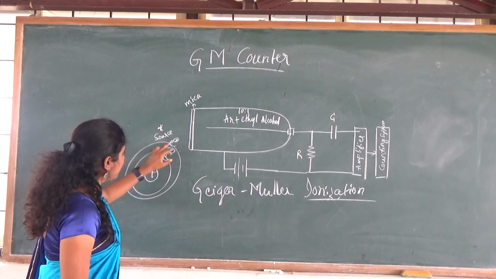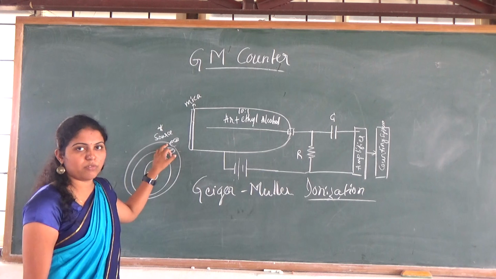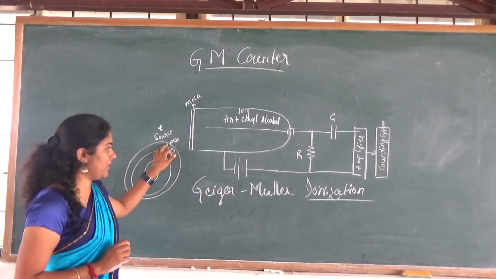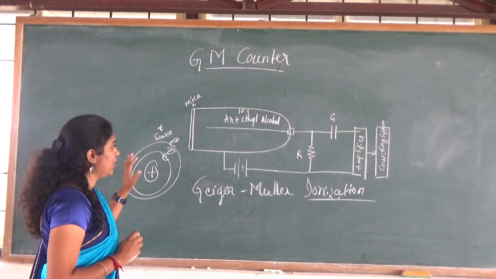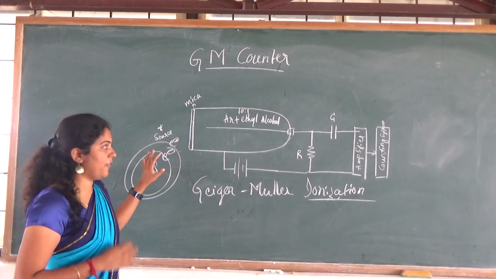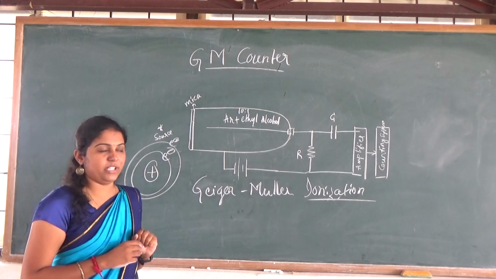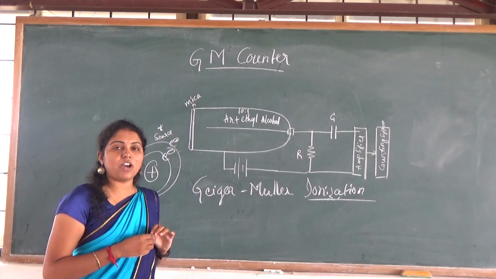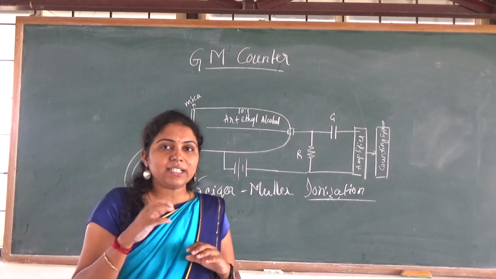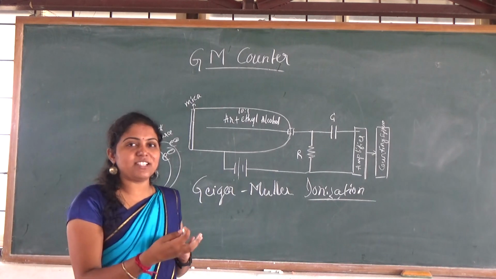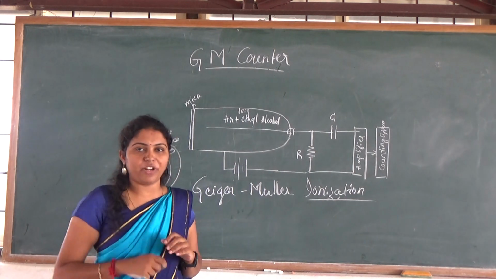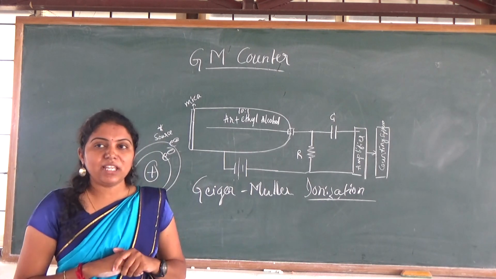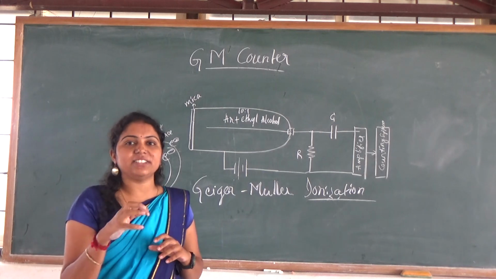The removal of the outermost electron from the atom is what we call ionization, or it may also refer to the addition of an electron to the outermost orbit. Here we are referring to the removal of an electron from the outermost orbit. So the GM counter is based on the principle of ionization. Ionization takes place so that we can count the input radiation. There are many counters which detect radiation.